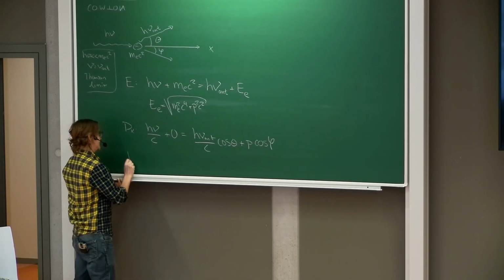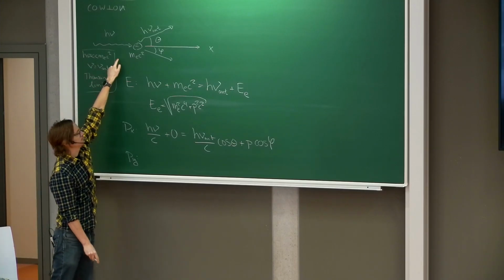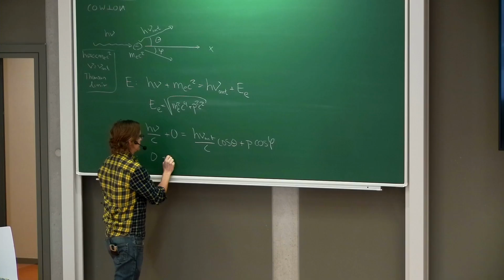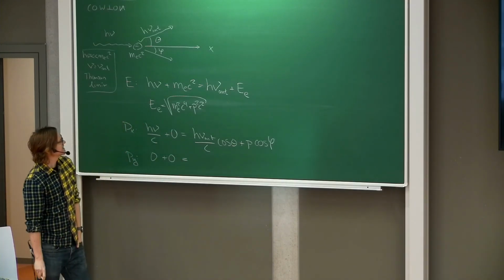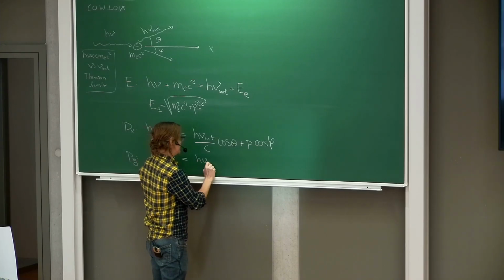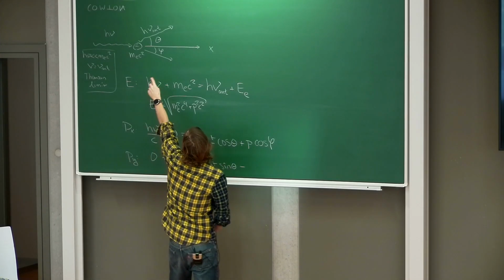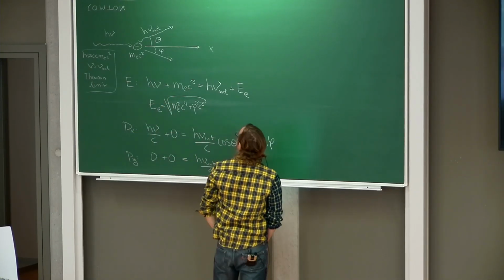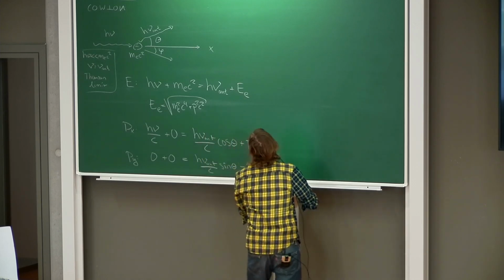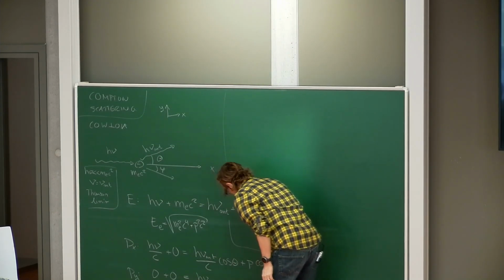All right. And then we have the y direction here. The incoming photon didn't have anything in the y direction. We put the collision in the x-y plane, right? We're free to do that. That's just 0 plus 0. The outgoing will be h nu out over c sine theta, and then I have to put the minus because I put the phi angle in this direction, right? So p sine phi there. All right. Well, there you go.